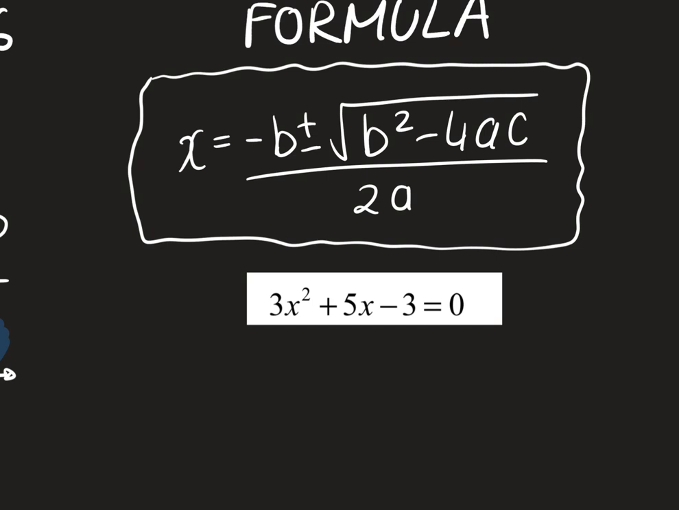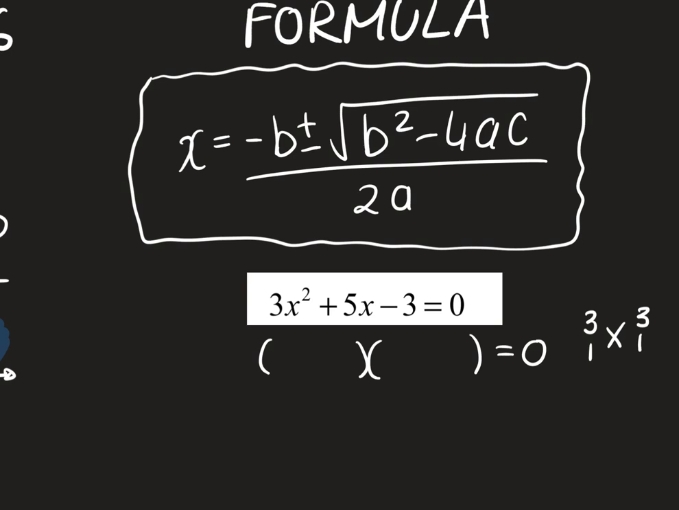3x squared plus 5x minus 3. So how do I know? First of all, I'm going to try. It's a trinomial, so we open bracket, close bracket, open bracket, close bracket. Factors of 3, 3 and 1. Factors of 3, 3 and 1. Is there any way that I'm going to be able to get a 5 in the middle with these factors?